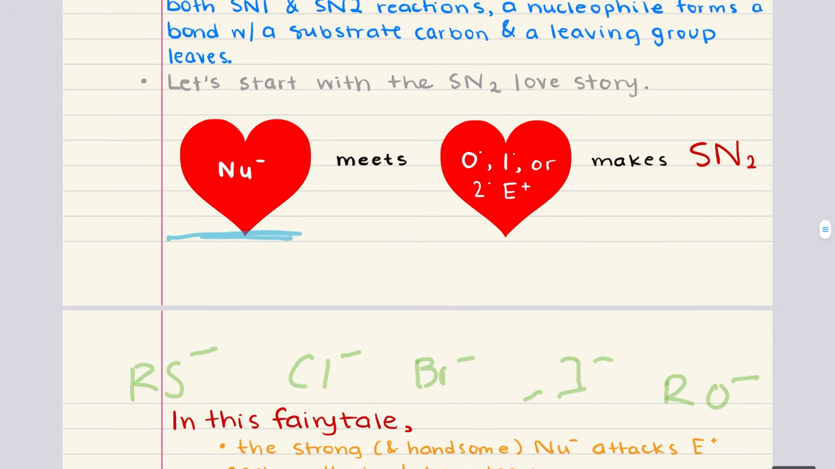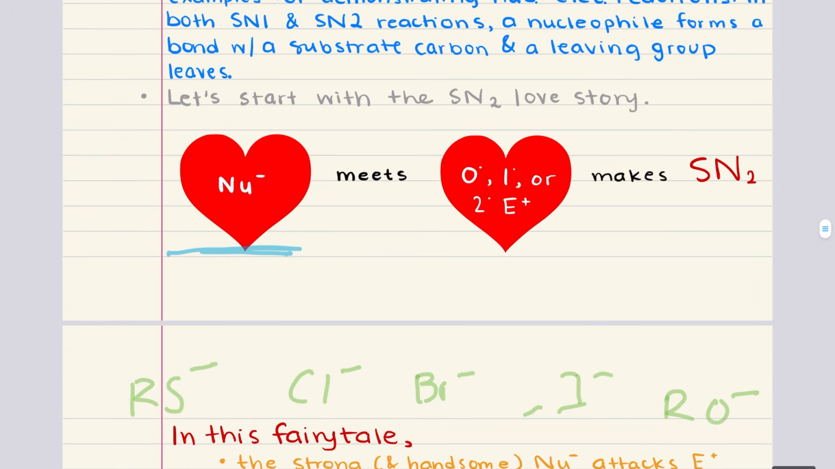This is why SN2 reactions only work well on primary and secondary carbons. A primary carbon is a carbon bonded to only one other carbon and mostly hydrogen atoms, and that makes it very accessible for nucleophilic attack. A secondary carbon is bonded to two other carbons. This makes the attack possible, but slightly hindered.